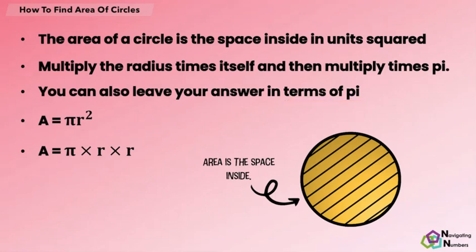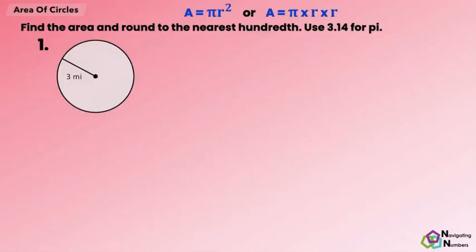Now the formula we use is area equals pi times radius squared. If you need to review what exponents mean, make sure you take a look at that video. So we can rewrite the formula as area equals pi times radius times radius. Now let's take a look at some examples.